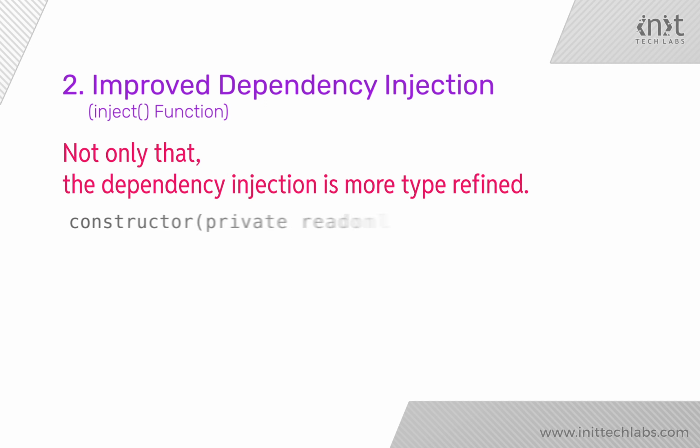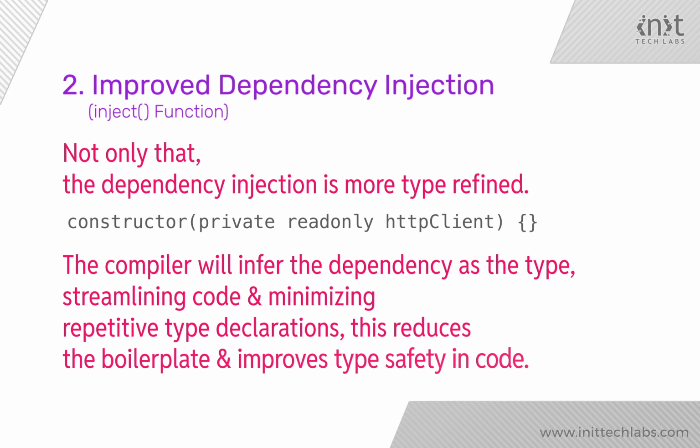Not only that, the dependency injection is more type refined, meaning the compiler will infer the dependency as the type, streamlining code and minimizing repetitive type declarations. This reduces the boilerplate and improves type safety in the code.